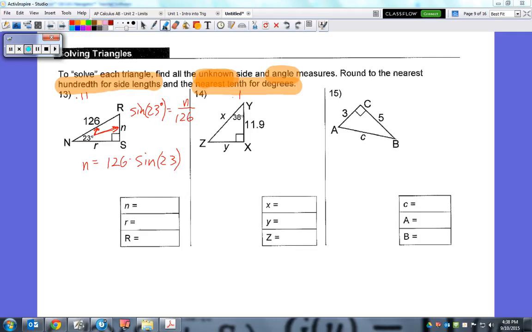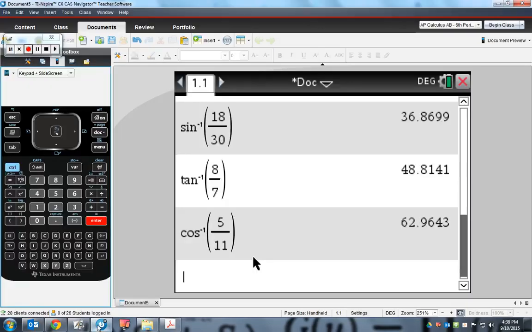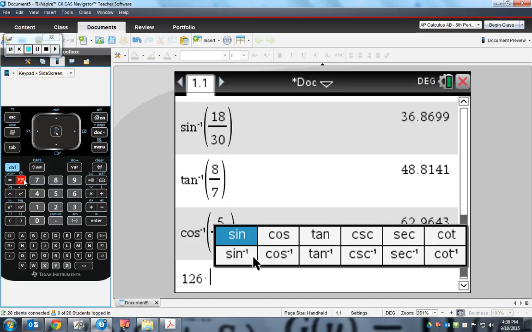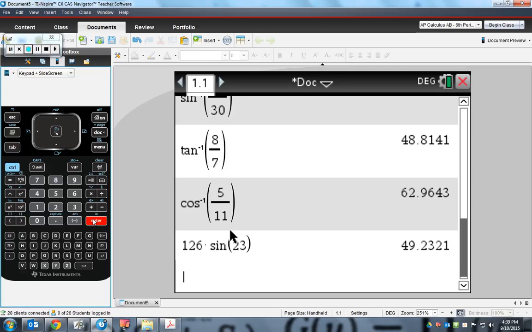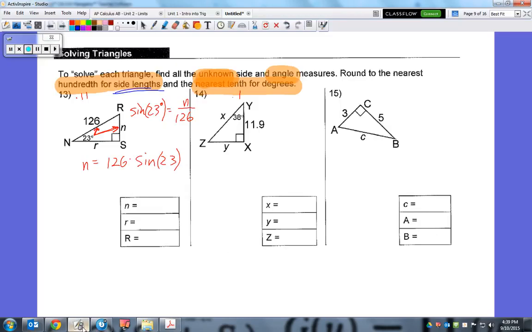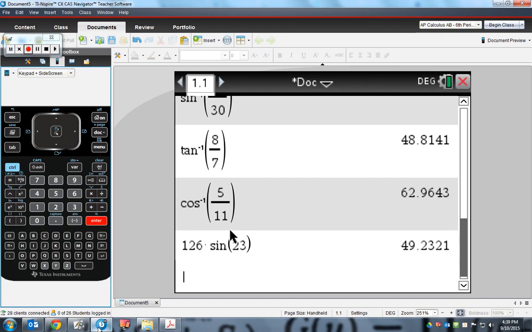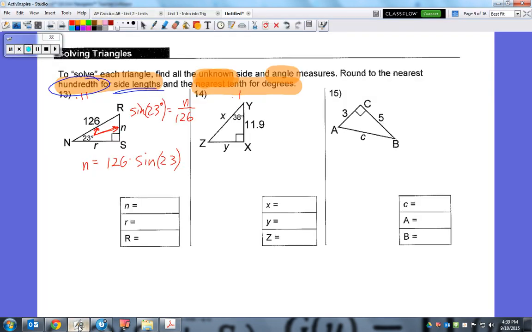Something that I want to mention right now, there is not a multiplication there. It's not sine times 23. It's a composition. It's a trigonometric function. It's like log or exponential, things like that. So 126 sine of 23. I'm going to go ahead and go to my calculator. 126 times the sine of 23. The decimal is 49.2321. And those lengths of the sides I'm rounding to the nearest hundredth. So the answer will be 49.23. So 49.23 is n.